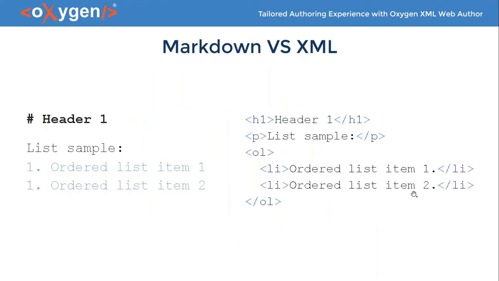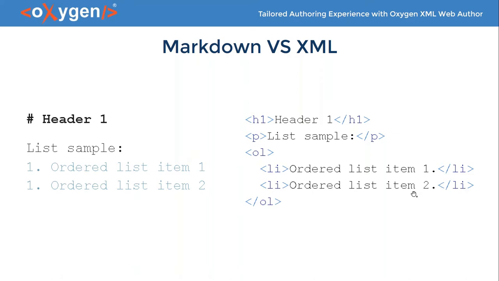Now, if Markdown has validation, why do we still love to write XML? Why is XML still highly used? Well, XML has a few features that Markdown still lacks. For example, XML has semantic tags, which Markdown doesn't and cannot have.